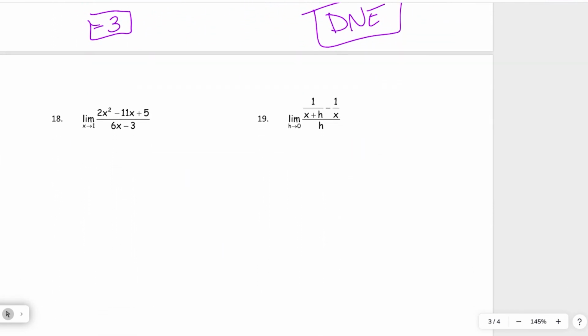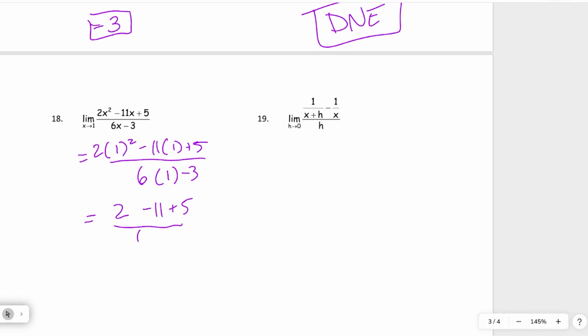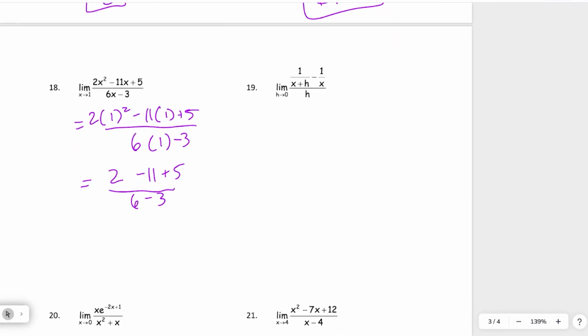Number 18. Looks like we may luck out with another direct substitution problem. Let's see if this plays out nicely. Let's see, 2 times 1 squared minus 11 times 1 plus 5 over 6 times 1. Yeah, I think this is going to work out pretty good. So we got 2 minus 11 plus 5 over 6 minus 3. Try to take this slow, make sure my arithmetic's good. We got 7 minus 11 is going to be negative 4 over 3, so that's going to be our limit.